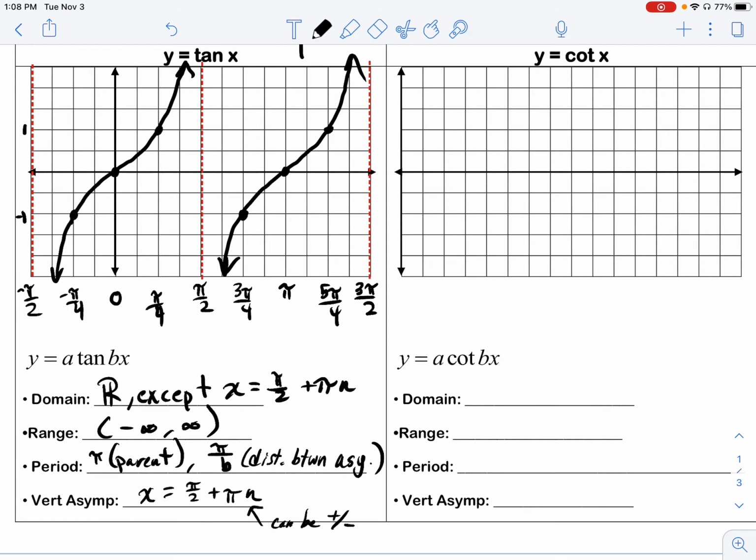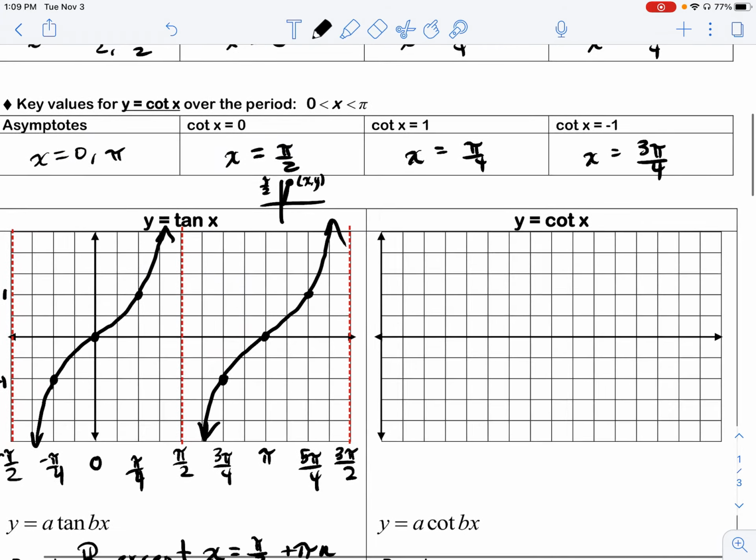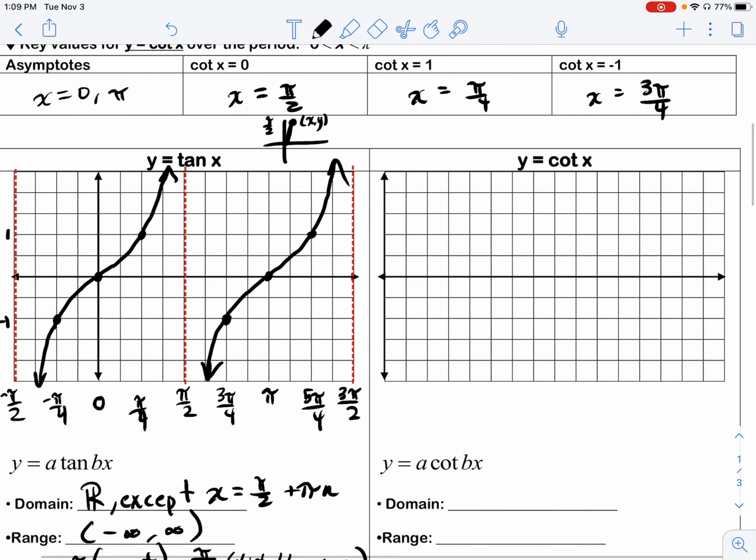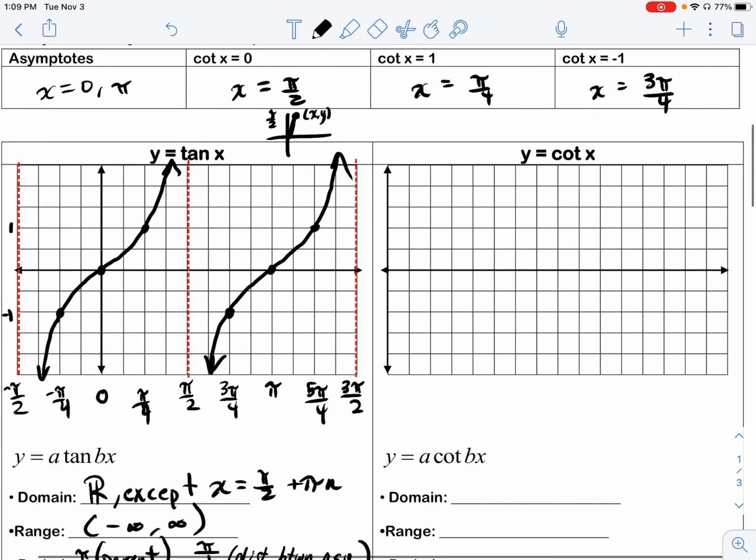All right, now let's switch gears and talk about cotangent. So for cotangent, I'm going to refer to these key values here. And again, cotangent is going to be pretty similar to tangent. It's just shifted over pi over 2 radians. But what that's going to make it end up looking like is a little different. It's almost going to look like a reflection. So let me go ahead and label.